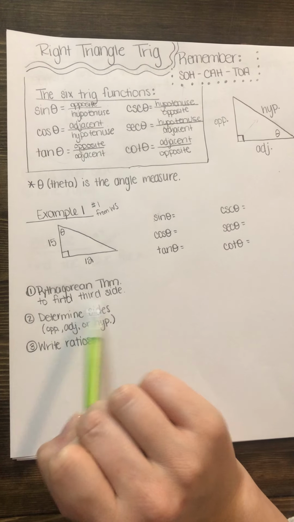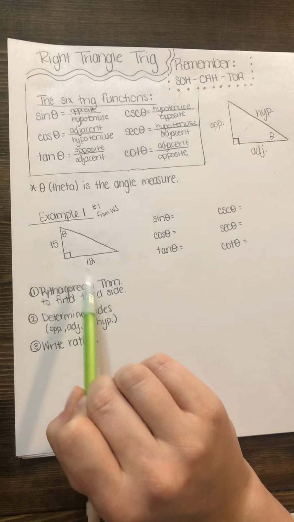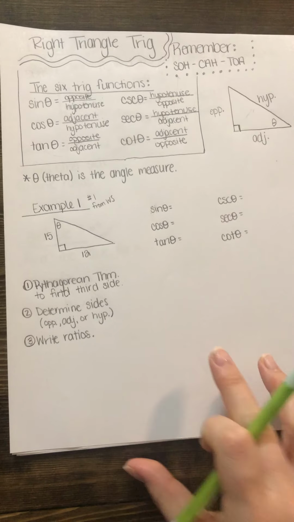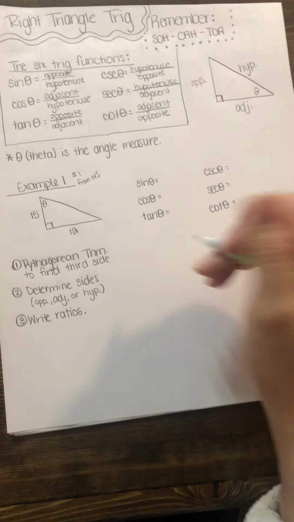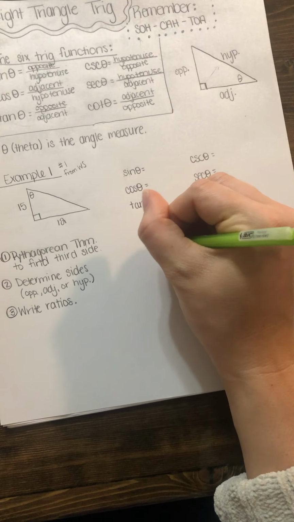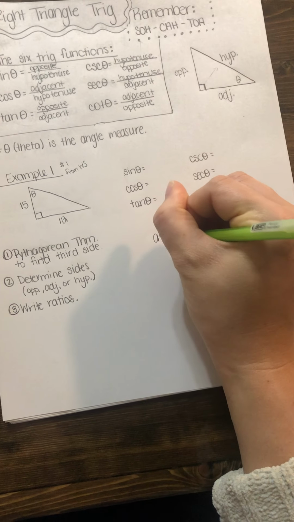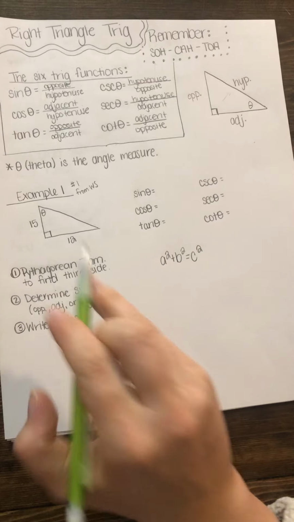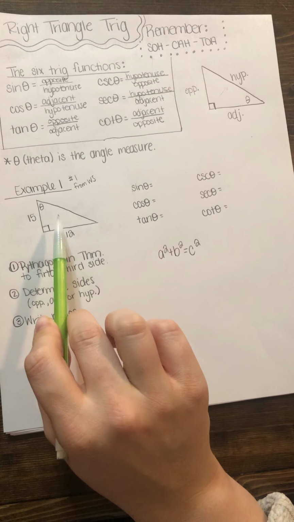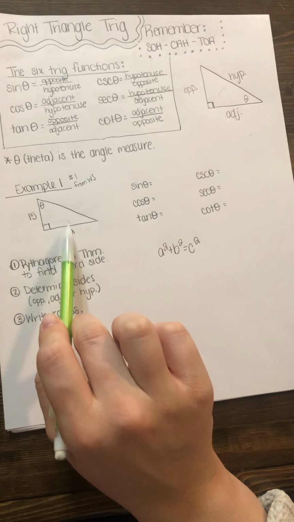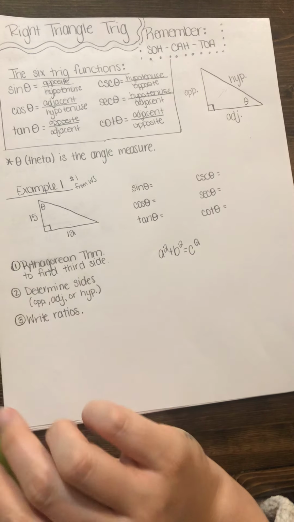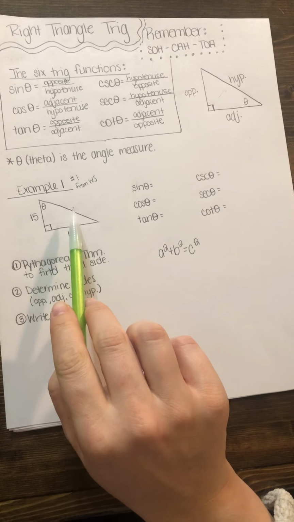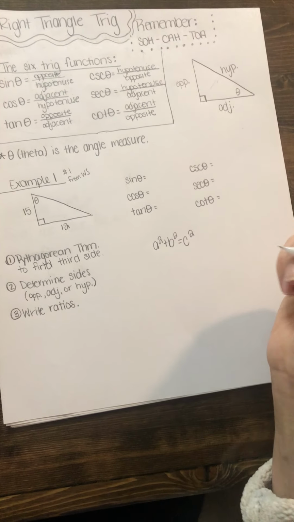And step 1 says to use the Pythagorean theorem to find the third side, which you guys have known how to do for a while now, I think. Maybe we need a refresher. But remember, the Pythagorean theorem is a squared plus b squared equals c squared. Okay, a and b are your sides, and c is always the hypotenuse. So these two are interchangeable. It doesn't matter which one you use for which, as long as c is the hypotenuse.